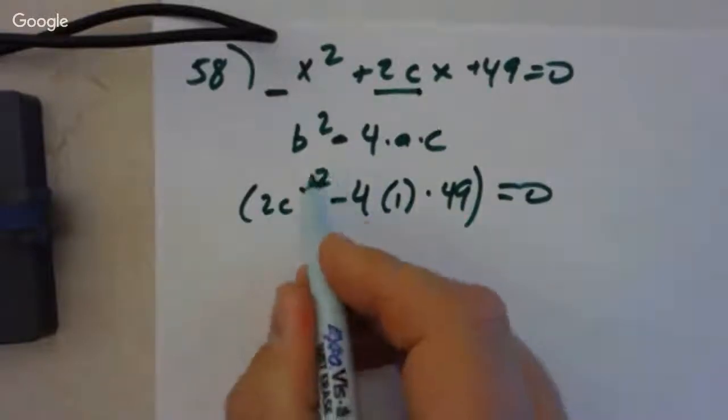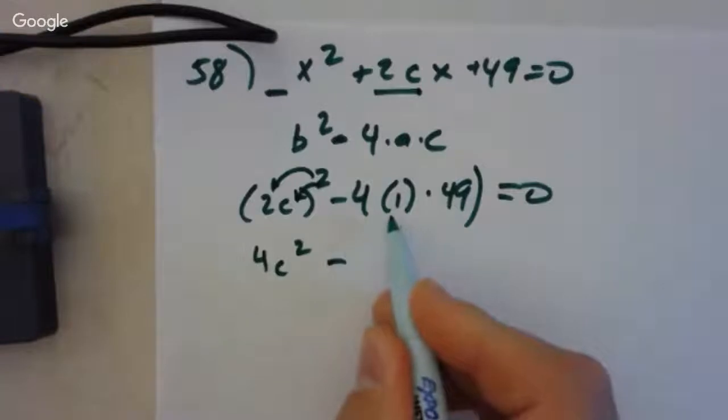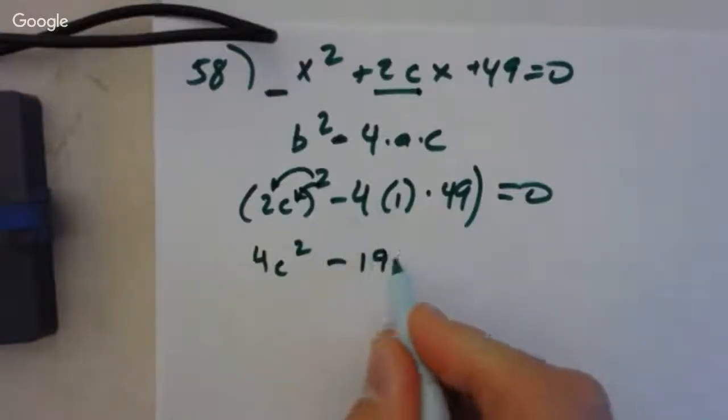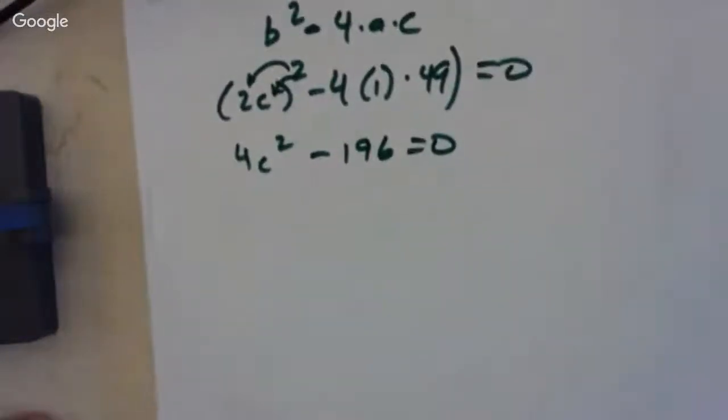Okay, 2C squared. You have to square the 2 and square the C. So that gives us 4C squared. Okay, 4 times 1 is 4. 4 times 49 is 196. Good job, 196. Somebody verify that? Yep.